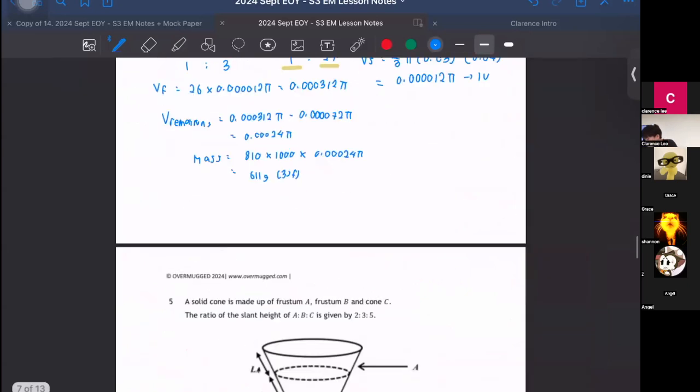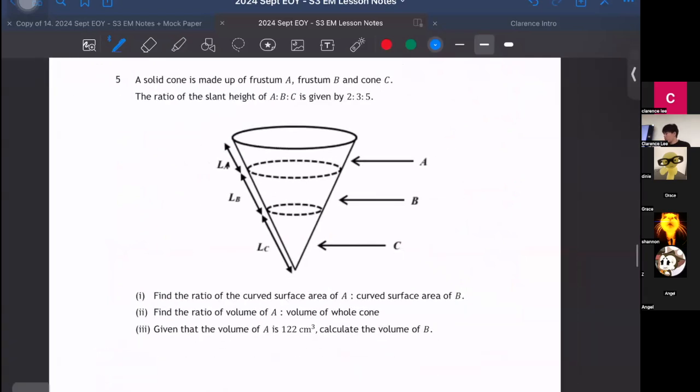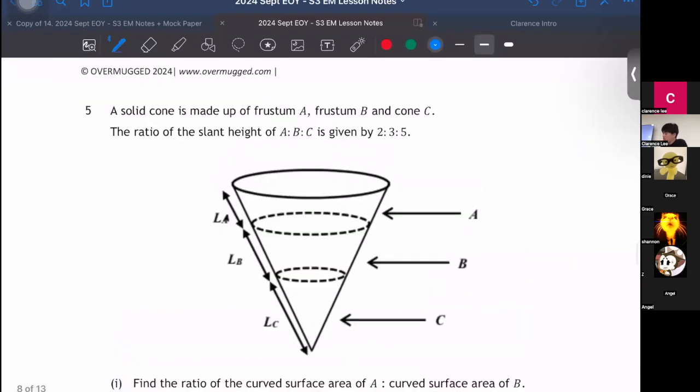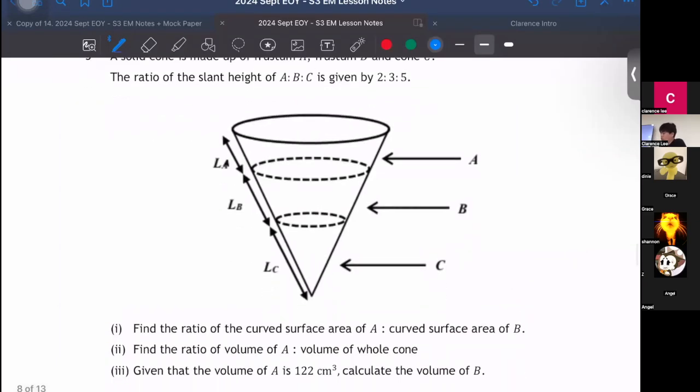Okay. Sorry, back to this question. So we look at the cones, right? You want to find the ratio of the curved surface area of A to the curved surface area of B. So A is not a cone, B is not a cone. First thing first, I know my ratio of length: 2 is to 3 is to 5. This is for my length.